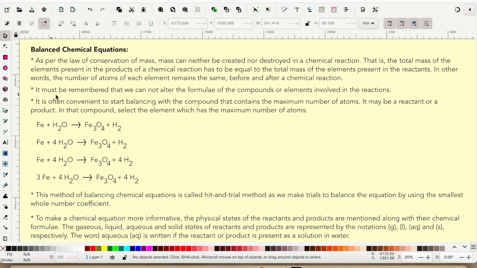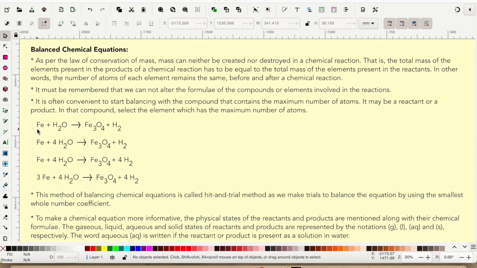First important point to remember is we cannot alter the formula of the elements or compounds in the reactions. For example, Fe cannot be written as Fe2 or Fe3. H2O cannot be changed to HO2 or H2O2. Fe3O4 cannot be changed to Fe3O5, Fe2O3, etc. It is often convenient to start balancing with the compound that contains the maximum number of atoms. It may be a reactant or a product. In that compound, select the element which has the maximum number of atoms.